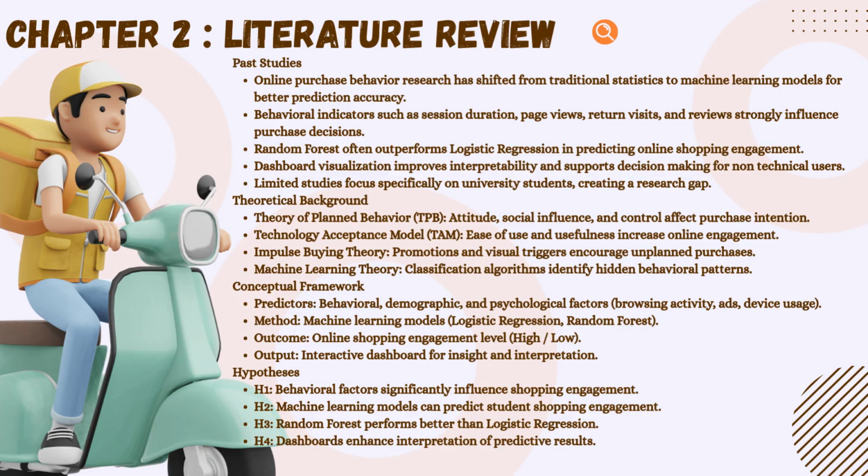Next, for the theoretical background, first we see the theory of planned behavior, in which attitude, social influence, and control affect purchase intention. Next, the technology acceptance model, in which ease of use and usefulness increase online engagement. Next, impulse buying theory, in which promotion and visual triggers encourage unplanned purchases. And finally, machine learning theory, in which classification algorithms identify hidden behavior patterns.